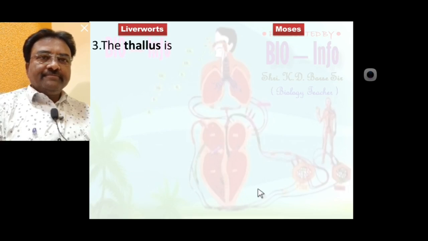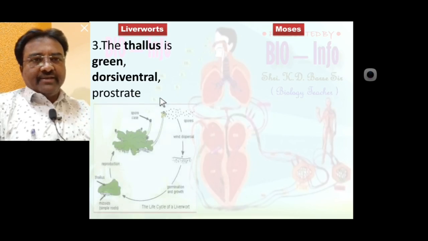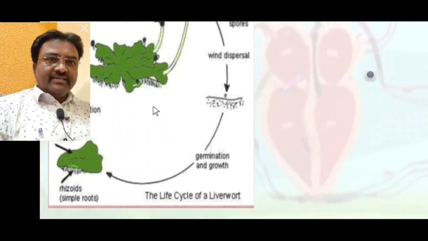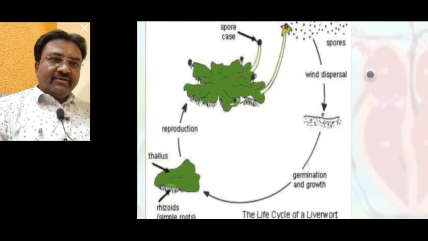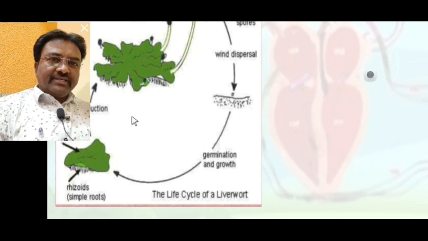Point number 3, the thallus is green in color, dorsoventrally flattened, prostrate-shaped structure seen in liverwort. Let me show with the help of a diagrammatic representation. In liverwort, the best example is Riccia, which shows this dorsoventrally flattened thallus, or thalloid-bodied structure, prostrate in shape.